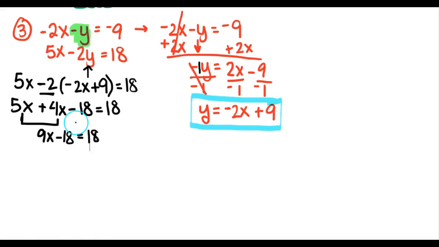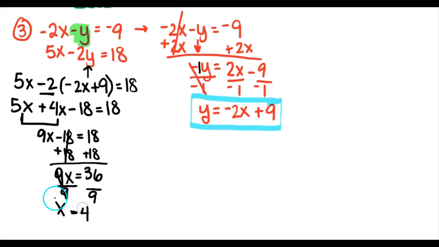And then again, we're getting that by itself. So if you hold your finger over your screen and cover up that 9x, we have that minus 18. We have to get rid of it. To get rid of it, to move it to the other side of the equal sign, we do the opposite. So we're going to add 18 to both sides. 9x equals 36, dividing by 9, and x equals 4.